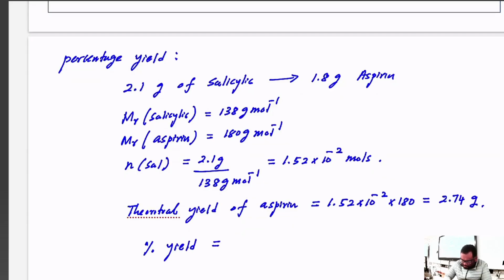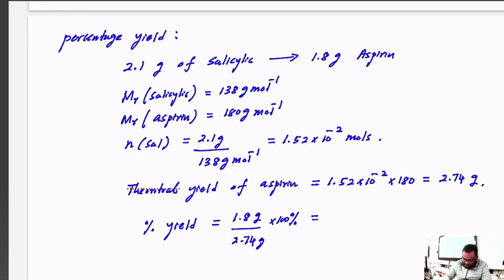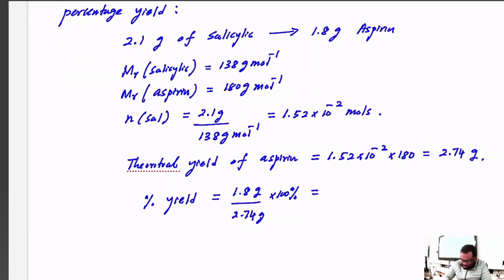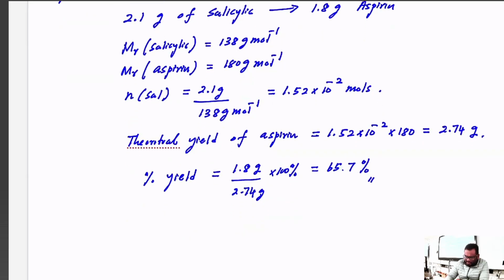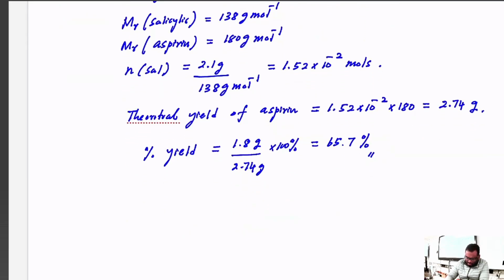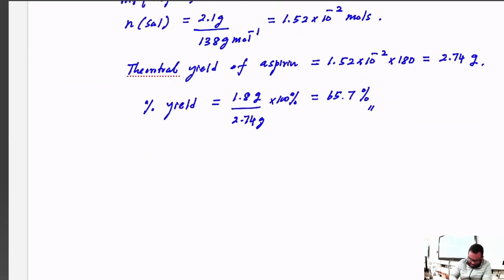So what is the percentage yield now? The aspirin you get is 1.8 grams, divided by the theoretical value of 2.74 grams, multiplied by 100. That is 65.7. Okay, so there is the yield.